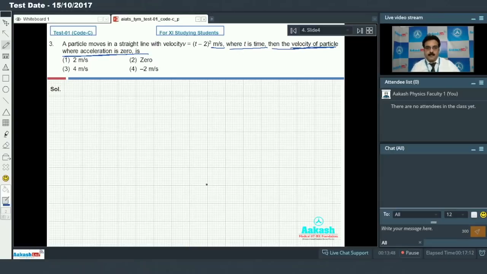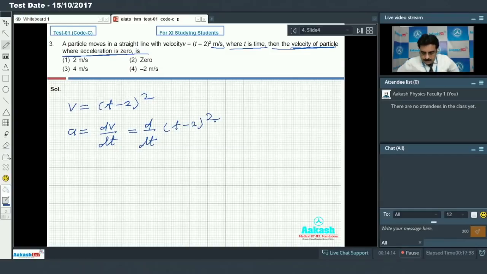तो सबसे पहले हम लोग क्या करेंगे, हम ये चेक करेंगे कि किस टाइम पर acceleration 0 है. So now, according to the problem, velocity is (t minus 2) whole squared, right? So if I go for acceleration, acceleration is given by dv over dt. So if I place the value of velocity, v is given by (t minus 2) whole squared, right? But according to the problem, I need the time when acceleration is 0.